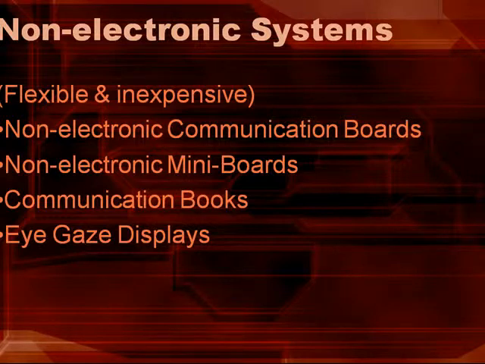We could talk about things like non-electric mini boards, so that's just a smaller version of a communication board. Communication books, so pictures in a book that the individual points at. And eye gaze displays. An eye gaze display would be a piece of, say, about 4x4 plexiglass that's mounted on a base that sits between the teacher and the individual. And we'd write on both sides of that clear plastic glass answers to questions that we're going to ask the child.